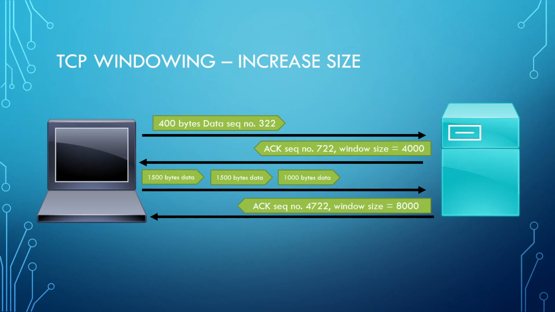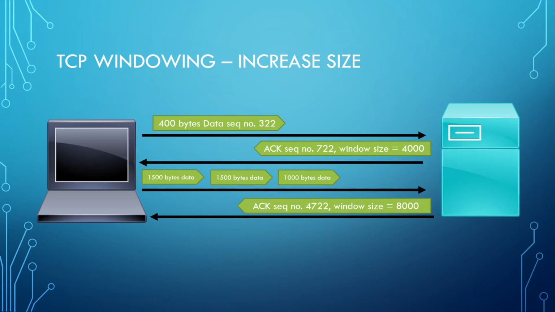So in this case, the client is going to send 400 bytes worth of data to the server. The server is going to acknowledge receipt of that data, and then it's going to increase the window size to 4,000, saying that, okay, now that you've sent me 400 bytes worth of data, you can now send me 4,000 bytes worth of data before I have to acknowledge, because that's how much data the application can now handle.